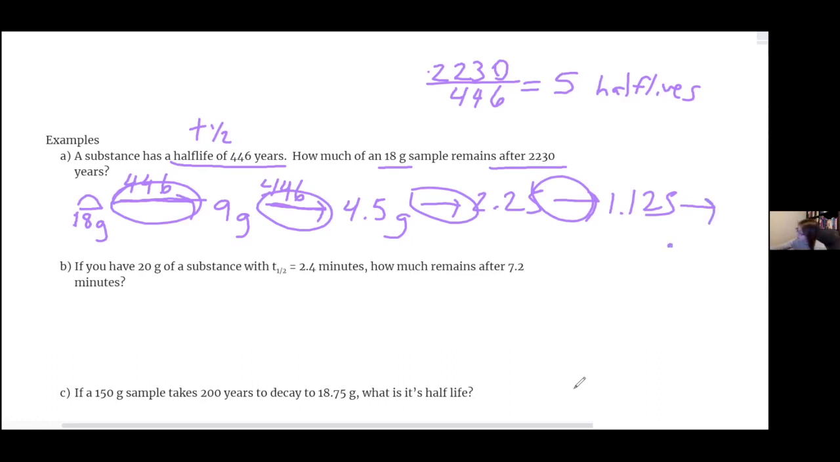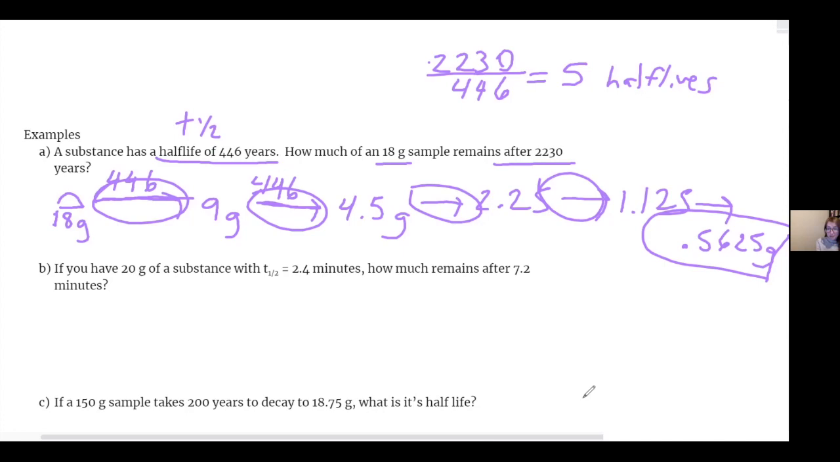We would get 0.5625 grams. And that would be my answer, because I know that each of these arrows is a half-life, 446 years. It would be 446, 5 times, so the total amount of time of 2,230 years will have passed, and we know how much of the sample we have left.